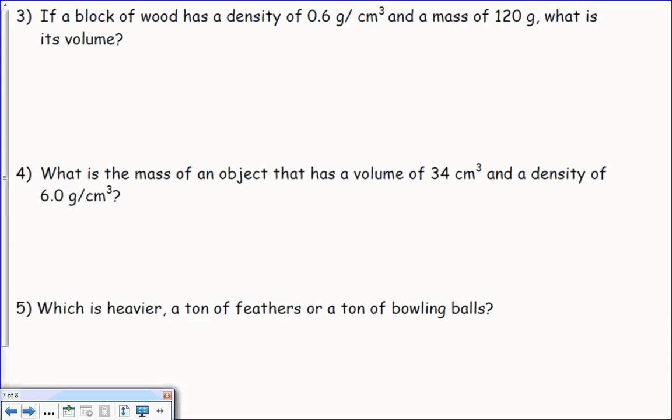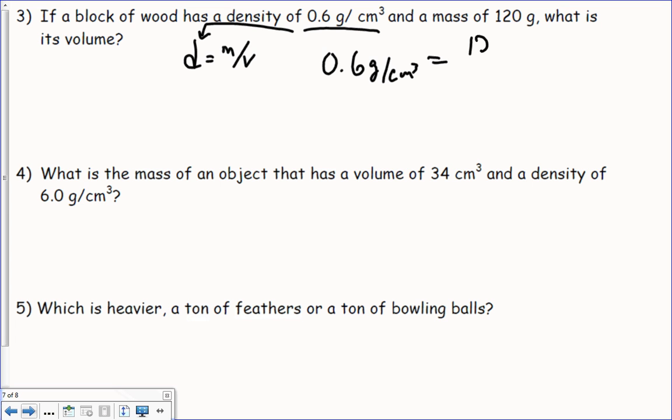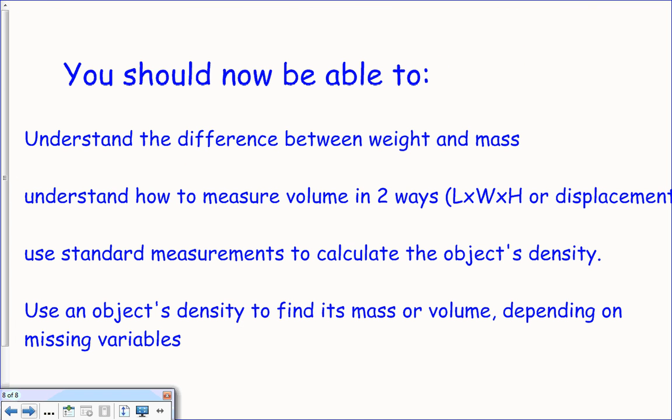So I'm going to start this one for you because it's plug and chug again. I have density equals mass divided by volume, but in this case I'm given the density. So I'm going to plug that in to the D. So 0.6 grams per centimeter cubed is now going to equal 120 grams divided by some volume V. I want to see who can solve this and see how good you are at your algebra. I also want you to do 4 and 5, okay? And we will check them in class.